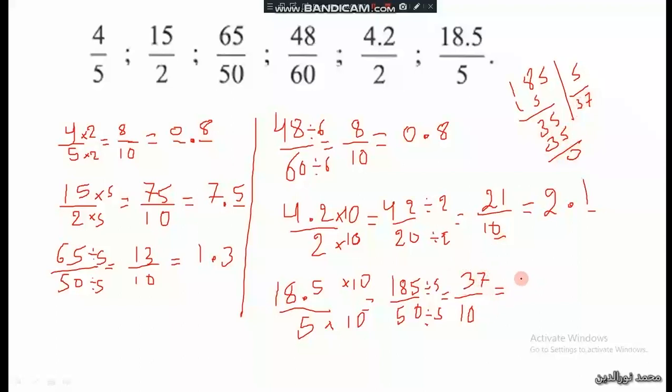And here as a decimal number we have 10, one decimal digit, so it's 3.7.